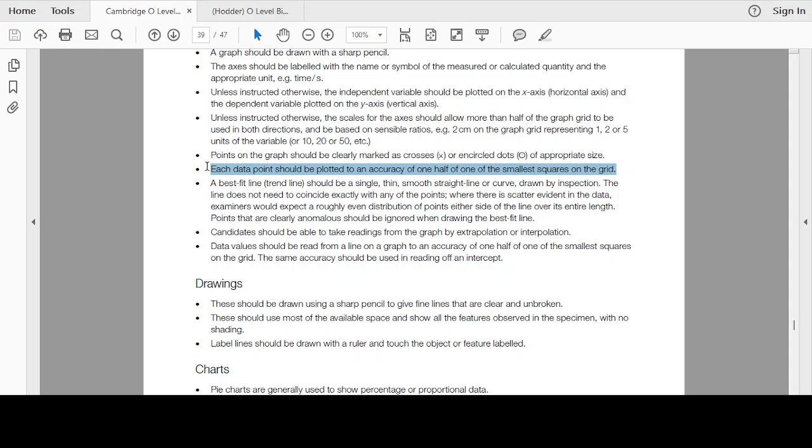Now, this would actually make more sense when we are dealing with the graph. So I'll leave that for the moment.